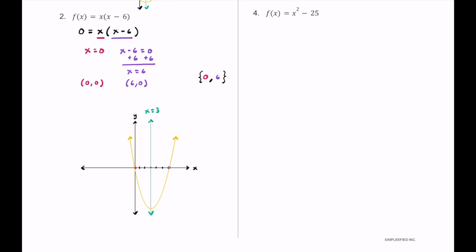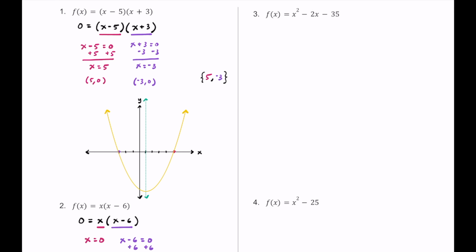Let's try number 3. For number 3, we don't have a factored form function here. Instead, we have one that is written in standard form. So same procedure. If we want to find out where it crosses the x-axis or find the solutions, what we're going to do is we're going to set it equal to 0, right? So when y is equal to 0, then that's where the x-intercepts are going to occur.